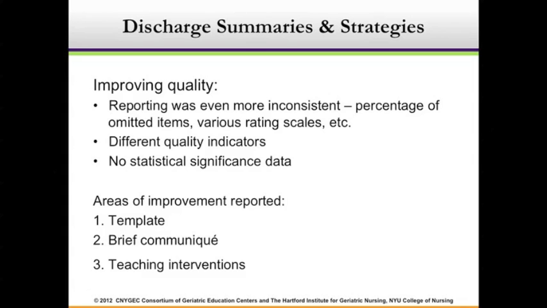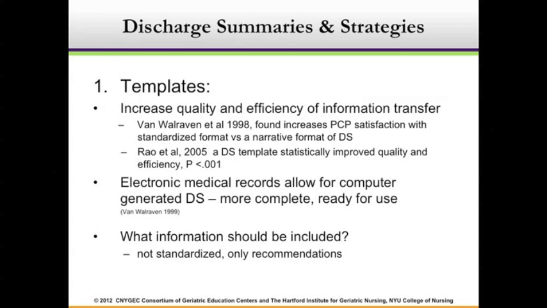I mentioned that even if you have one, if it doesn't have information that's useful to the PCP, it's not of much value. It's hard to know. The studies have different quality indicators, so it's hard to really generalize at this point what statistical significance you could draw from them. But we know that there are certainly areas of improvement in some studies looking at different ways to improve the quality. These are the template, the brief communique, and then teaching interventions, which I'll go through now.